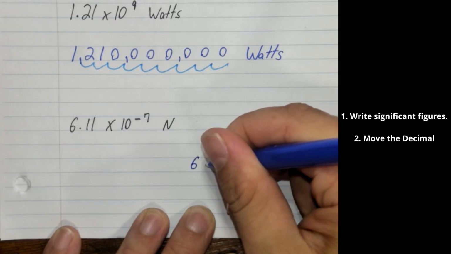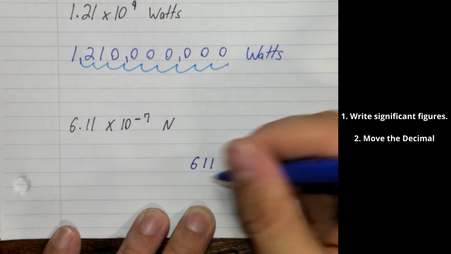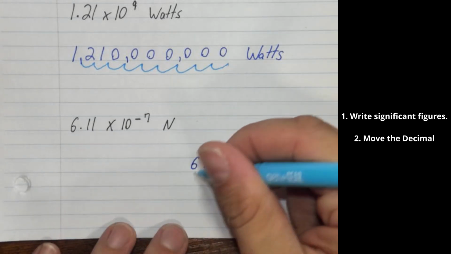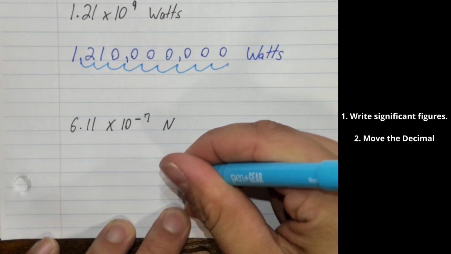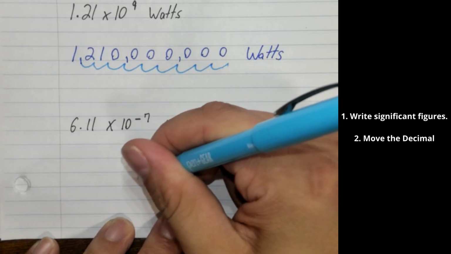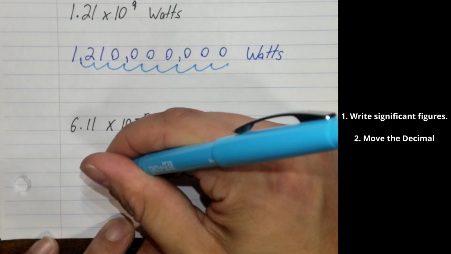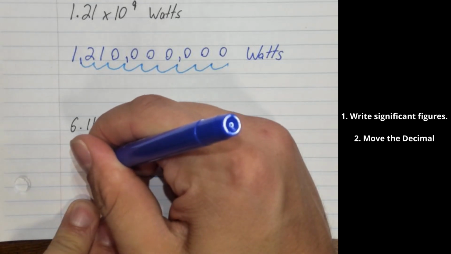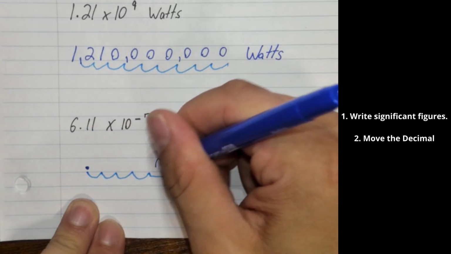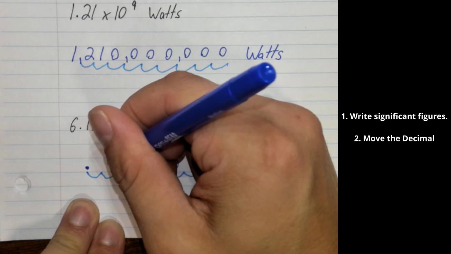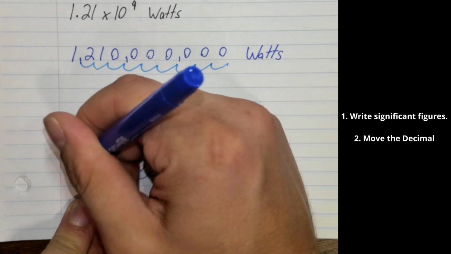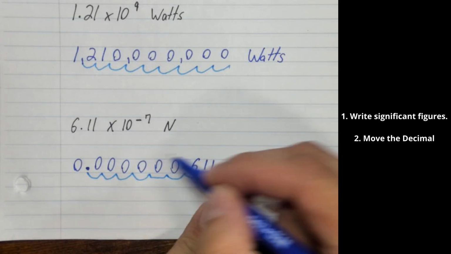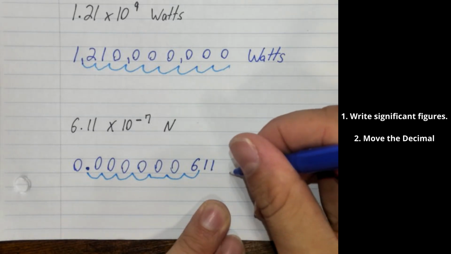So I'll write my 6, my 1, and my 1. And then I know I'm moving the decimal 7 times: 1, 2, 3, 4, 5, 6, 7. And that's where my decimal goes, right here. Then I can fill in all the other spaces with zeros, and I've got 0.0000000611 newtons.